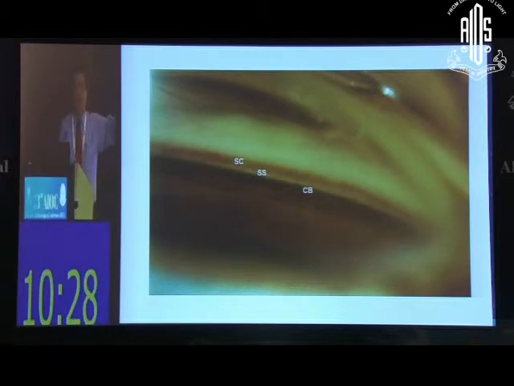Compare these where all the structures are visible with this picture, where you cannot see any of the structures because it's dim light. This is a closed angle. Appreciate also how convex the iris is. But see what happens. Here the light is dim. Now look at the next slide in this same patient.